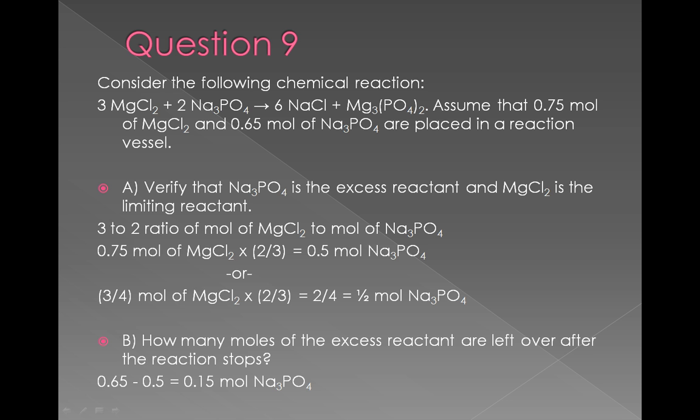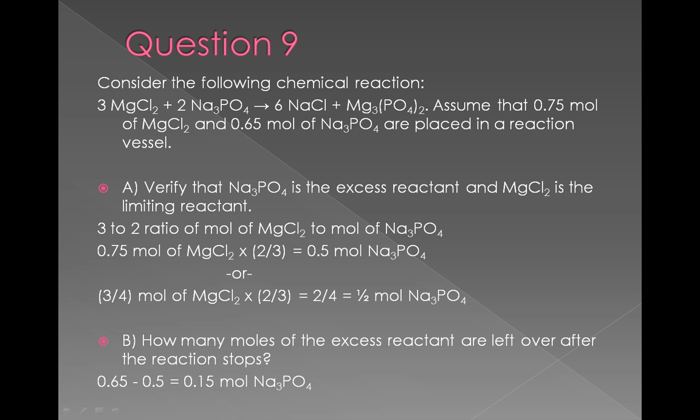Question 9 asks you to consider that chemical reaction and to assume that 0.75 moles of MgCl2 and 0.65 moles of Na3PO4 are placed in a reaction vessel. Part A asks you to verify that Na3PO4 is the excess reactant and MgCl2 is the limiting reactant.